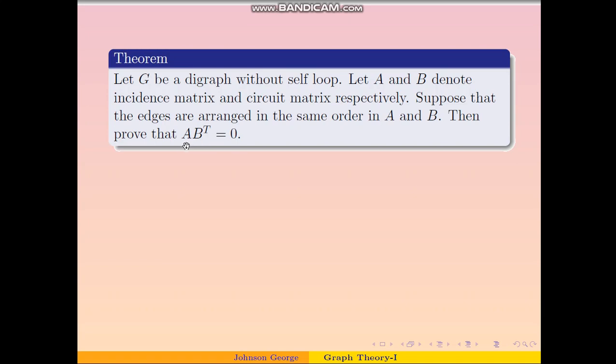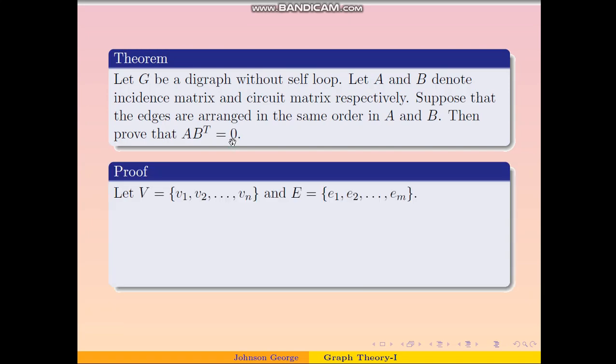That means every entry in AB transpose is equal to 0. That means AB transpose is a 0 matrix. So let us start with the proof of this theorem. Let the vertex set of the digraph G be given by V1, V2 up to Vn, and the edge set of the digraph be E1, E2 up to Em.